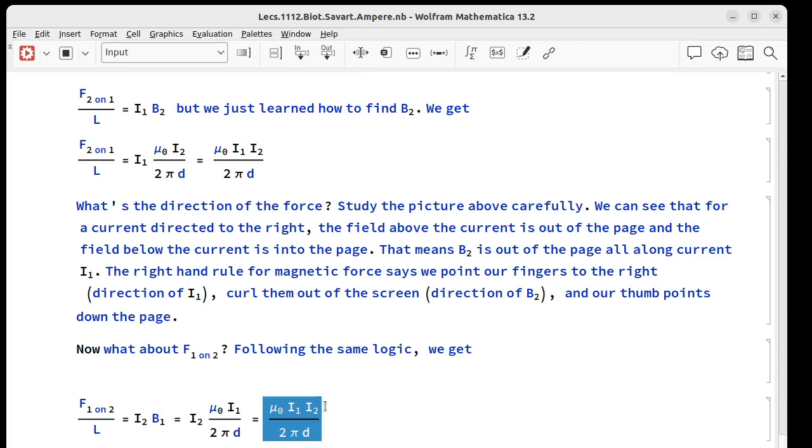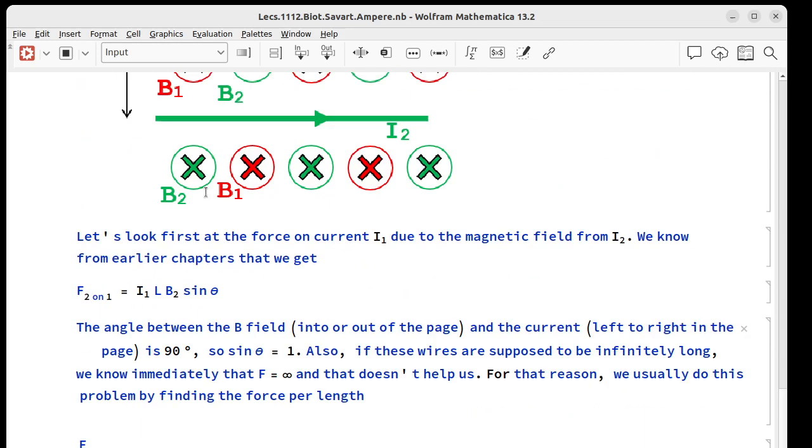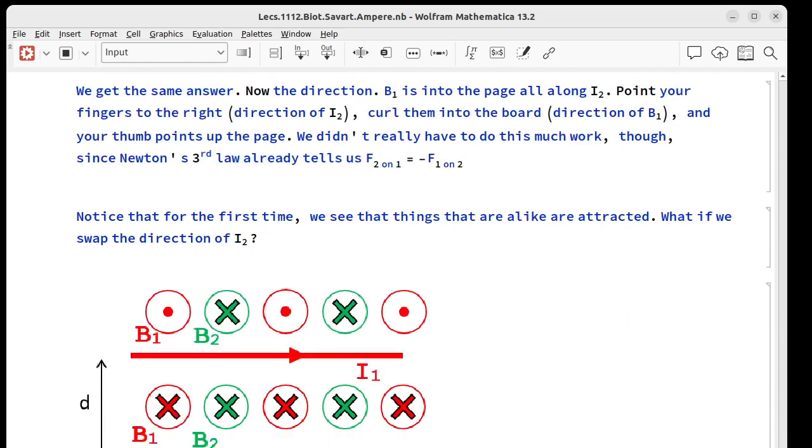Now really, we didn't have to do all this work to see that these forces were equal and oppositely directed, because that's what we would have gotten from Newton's third law. For the first time, we see things that are alike are attracted. We haven't seen this with magnetic poles, we haven't seen this with electric charges, but we see it with currents.